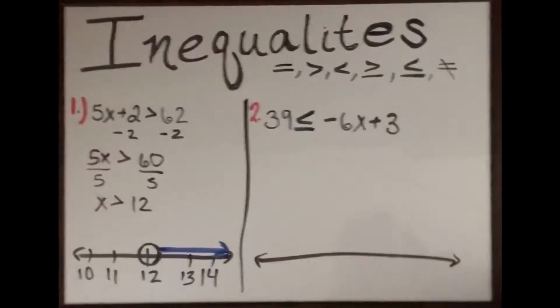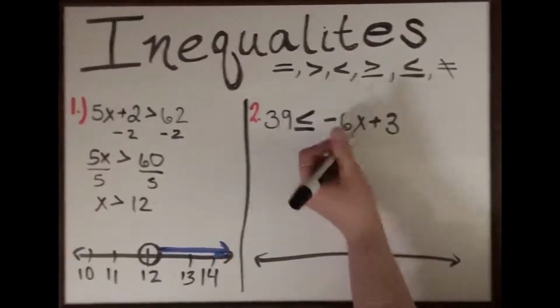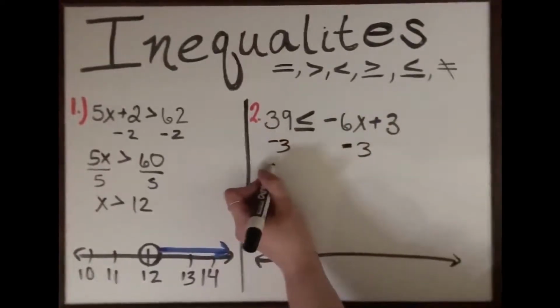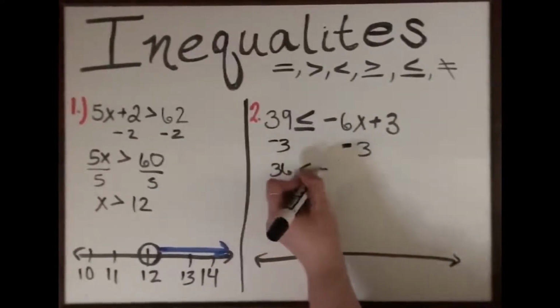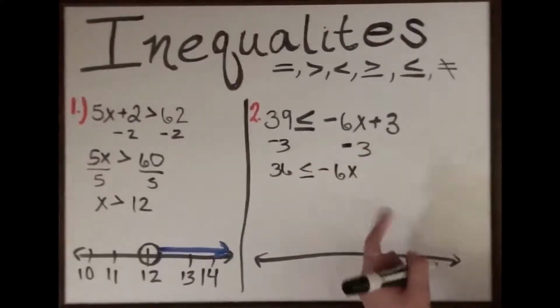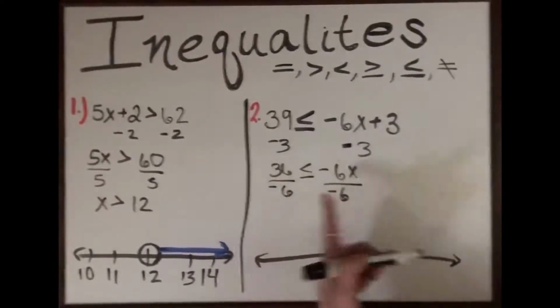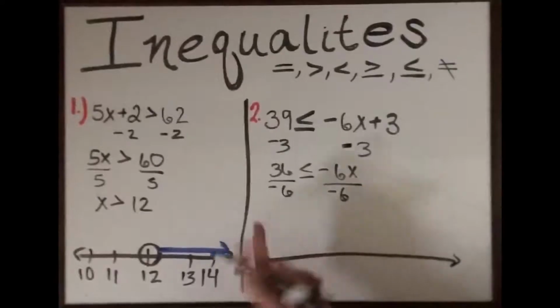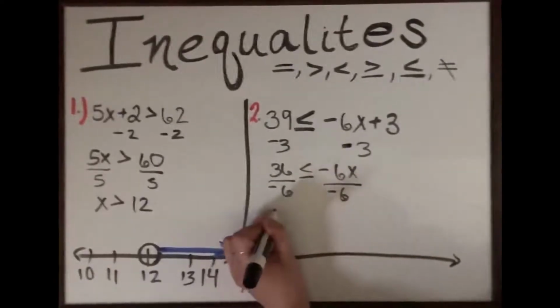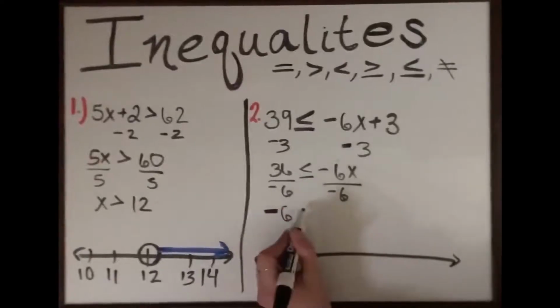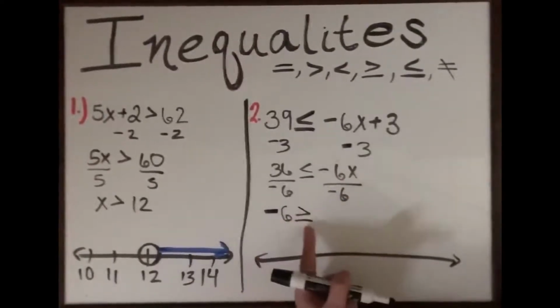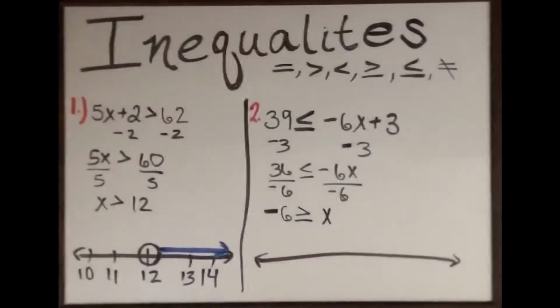39 is less than or equal to negative 6x plus 3. We're going to treat the less than or equal sign as an equal sign. So we'll subtract 3 from both sides. 36 is less than or equal to negative 6x. And we want to get x by itself, so we divide by negative 6, divide by negative 6. Remember, when we divide by a negative number, we have to flip the sign. So 36 divided by negative 6 is negative 6. We're going to flip that sign, so now it looks like this. So x is less than or equal to negative 6.